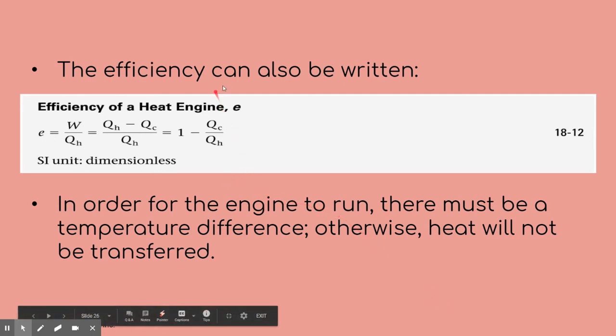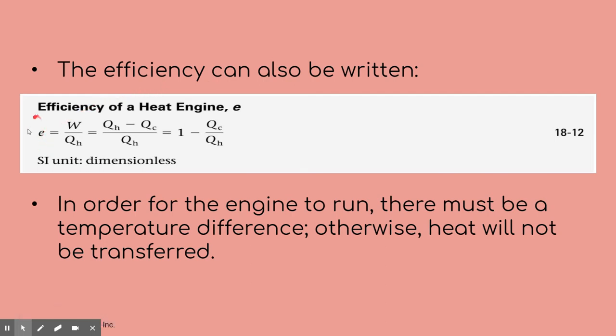There is another way that we can also find the efficiency of our engine. So efficiency, we know, equals this. Making a couple of substitutions, we know that work is equal to QH minus QC. We can actually find that the efficiency of a heat engine is 1 minus QC divided by QH. So in order for an engine to actually run, we must have a temperature difference between the hot reservoir and the cold reservoir. If not, no heat can be transferred, which means no work could be done.